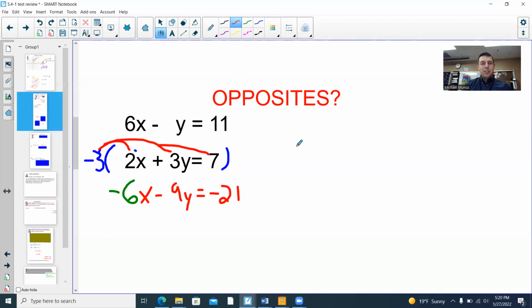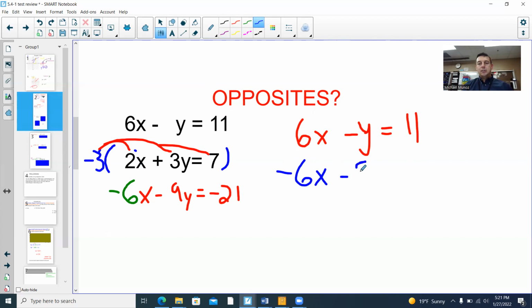I can just add them. So let me bring it to the side here so it's easier to see. I'm going to just bring in this one straight over: 6x minus y equals 11. And my new equation that I made, my opposite for this one down here, I got a negative 6x now minus 9y equals a negative 21. Now I have my opposites, my negative 6 and positive 6.